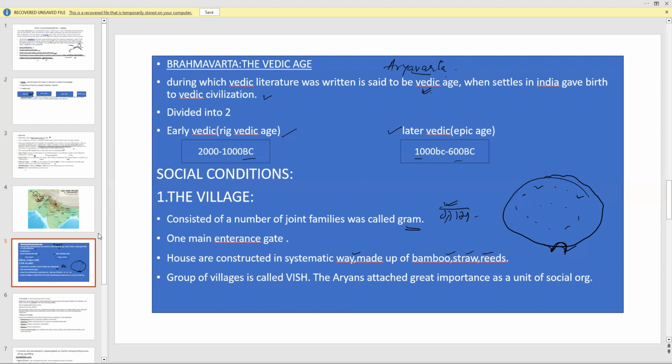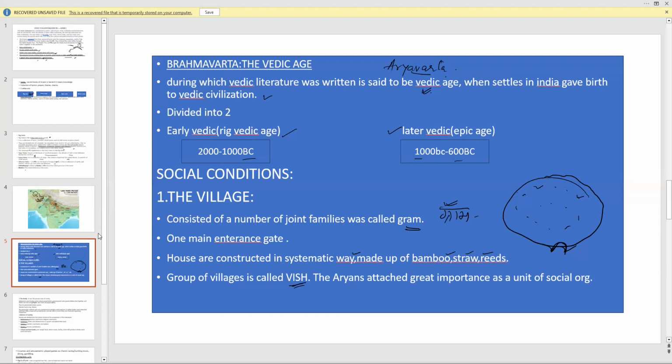And the group of villages is called Vish. The villages that were there, we call them Vish. The Aryans attached great importance to this social life. In social organization and living, the Aryans believed a lot. They lived together, probably with different grandparents and different generations. So we can say that Aryans gave great importance to social organization.